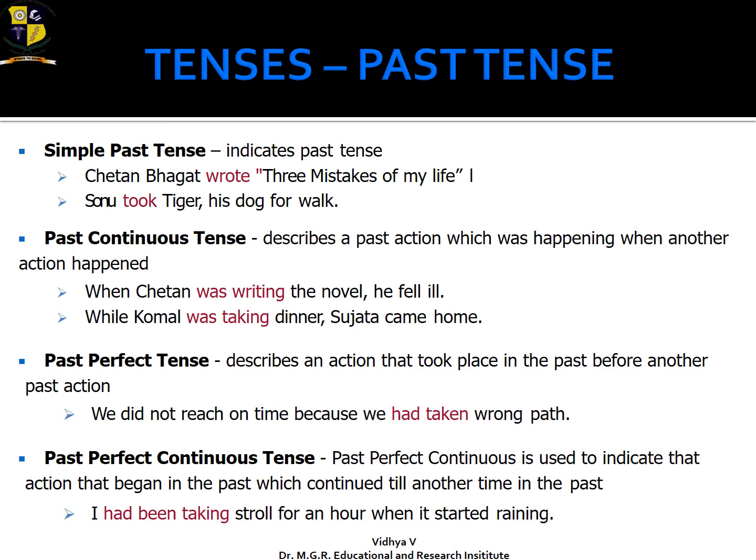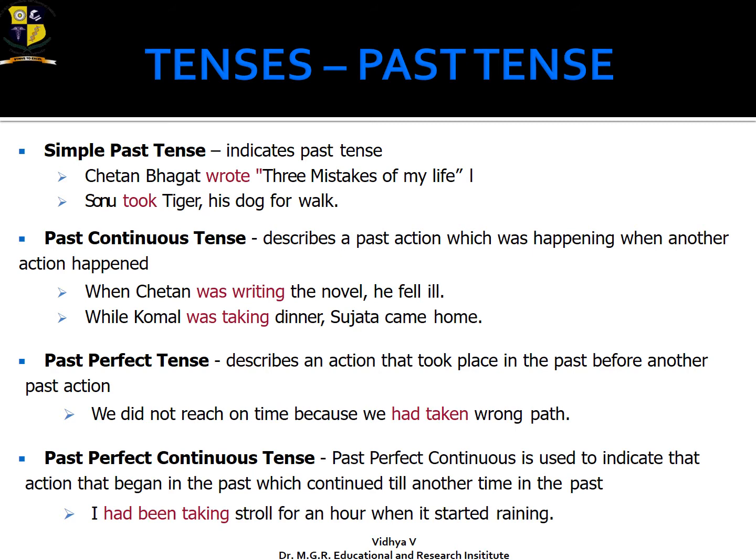Next tense is past tense. Simple past tense is simply indicating the past. So Chetan Bhagat wrote 3 Mistakes of My Life. So Chetan Bhagat has already written it. It happened in the past. So wrote indicates that it is a simple past tense. Or Sonu took Tiger, his dog, for a walk.